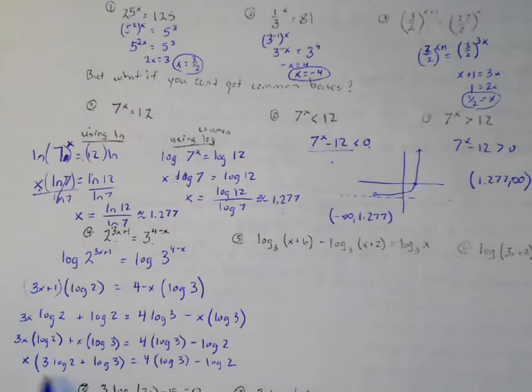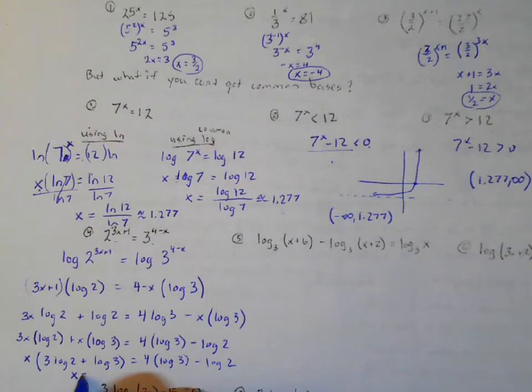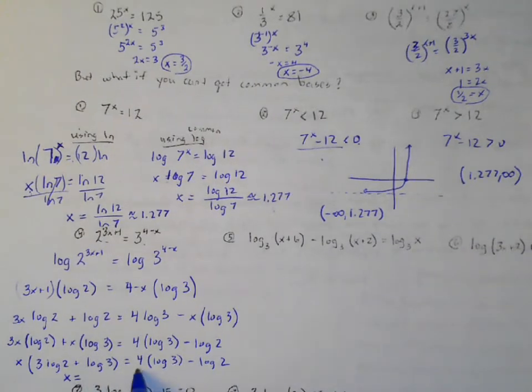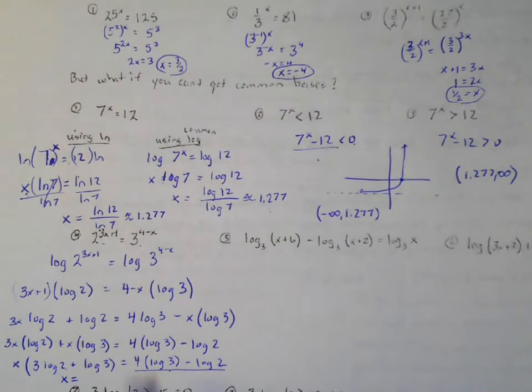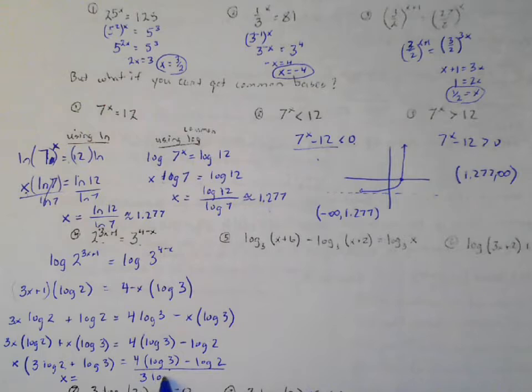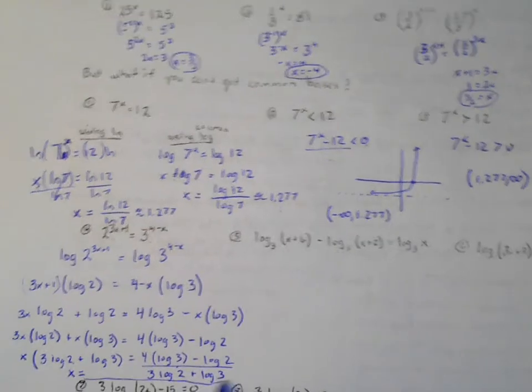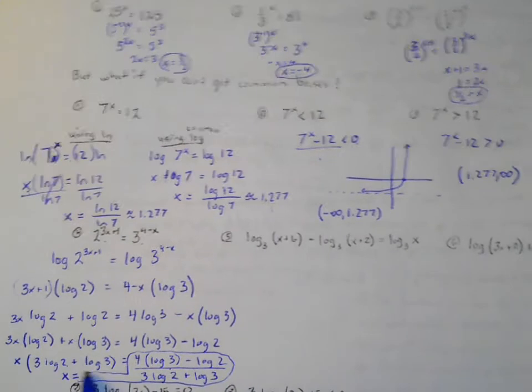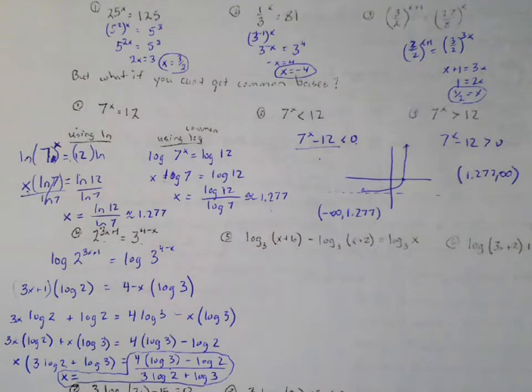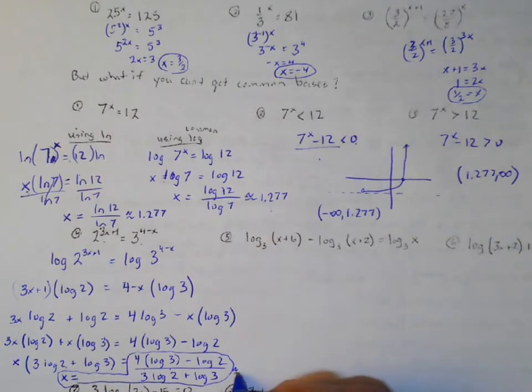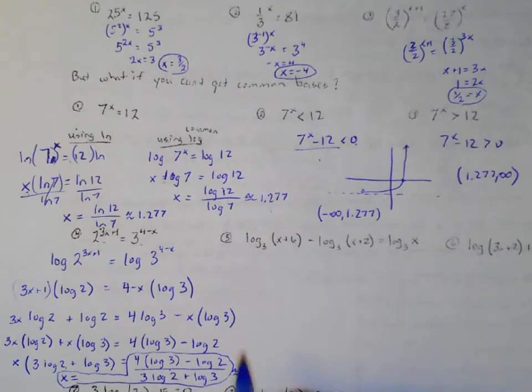Okay, and then to get x by itself, I can just divide this. So my x is going to equal, I'll just shorthand here, this divided by this. So there is my answer. X equals that. If you put that all in your calculator, it's approximately 1.1765 or whatever.